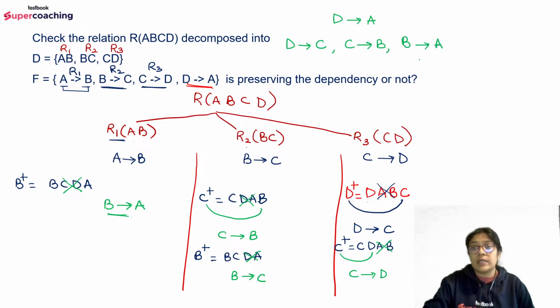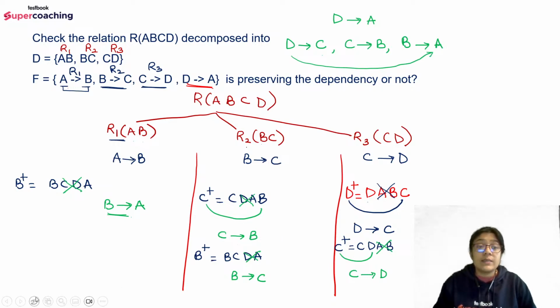B determines A. So using transitive property, can I say that D determines A? Like A, D determines C, C determines B, B determines A. So transitively we can say D is determining A, and these dependencies are preserved. How? This is preserved in R3.